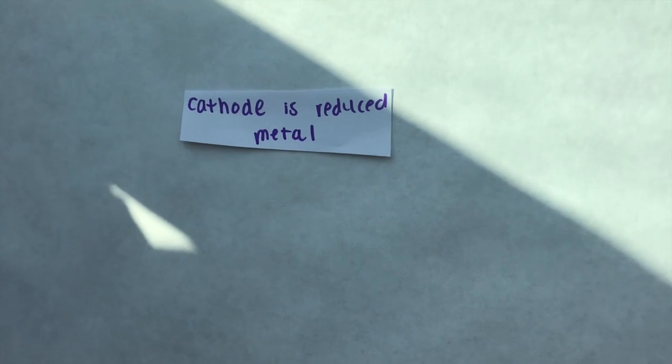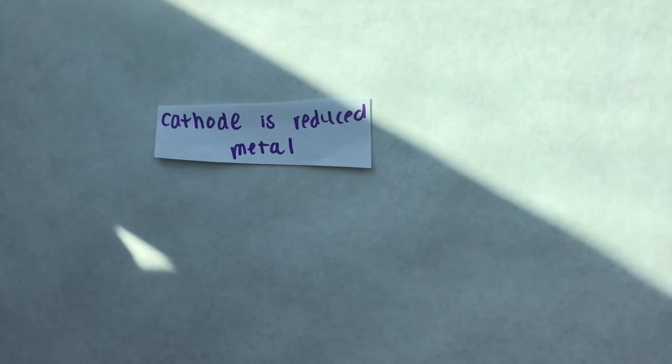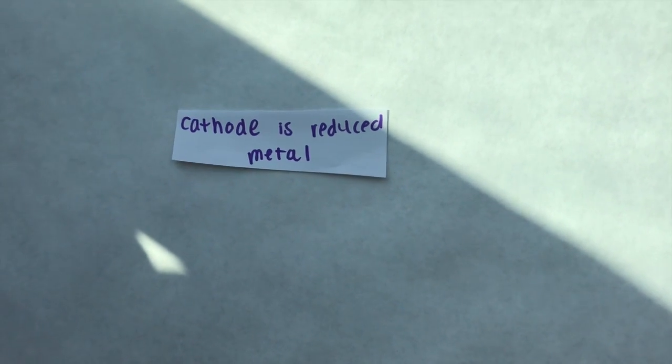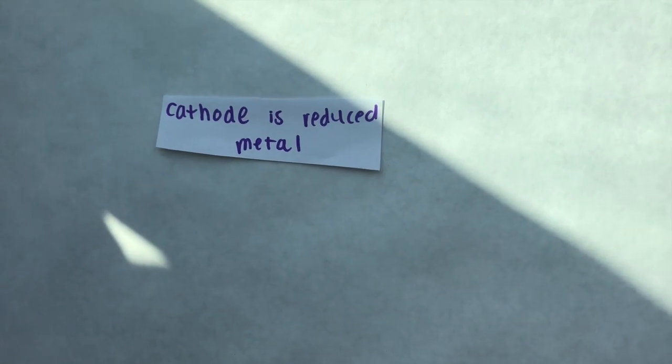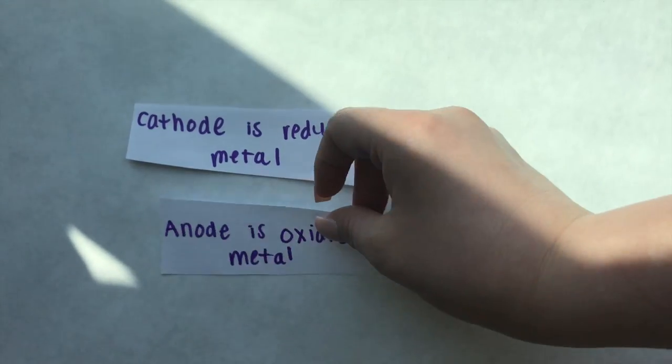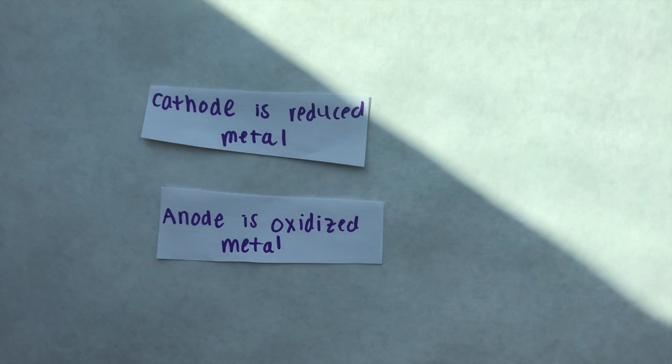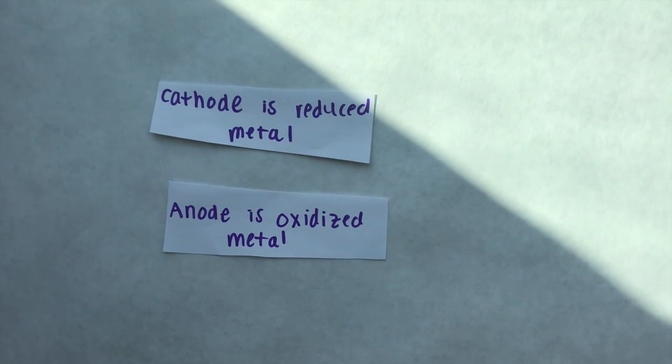Reduction and oxidation occur at different sections of the cell. The cathode hosts the process of reduction. An easy way to remember this is by thinking red cat. The anode hosts the process of oxidation. A good way to remember this is by remembering the phrase an ox.